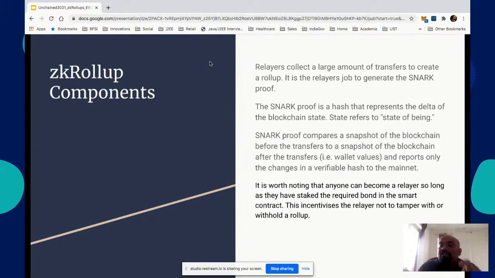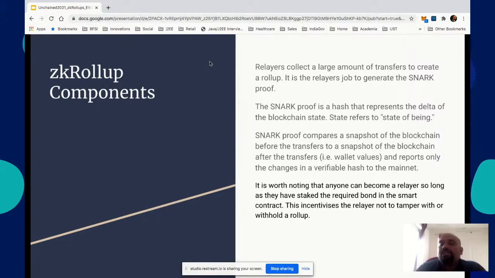This is very interesting. We used to do this kind of model in earlier version control systems, where we used to do snapshots. Even in a lot of database systems, snapshots are a standard technology. It's worth noting that anyone can become a relayer, as long as they have staked the required bond in smart contracts. Just like staking in Ethereum 2 or in other related proof of stake protocols, anybody with a definite stake can become a relayer.